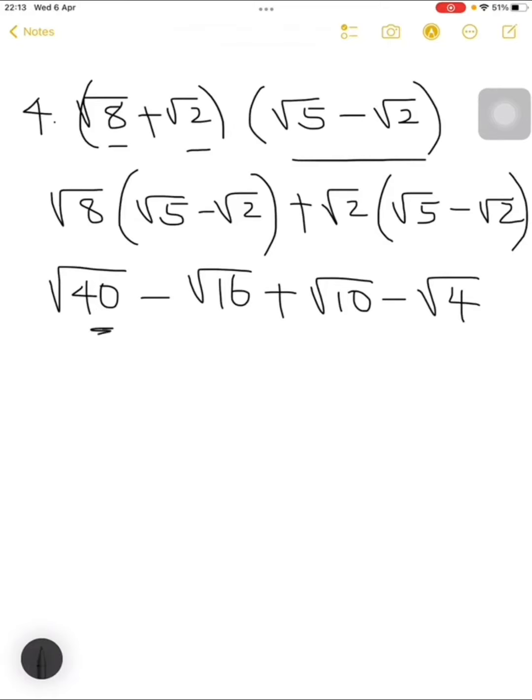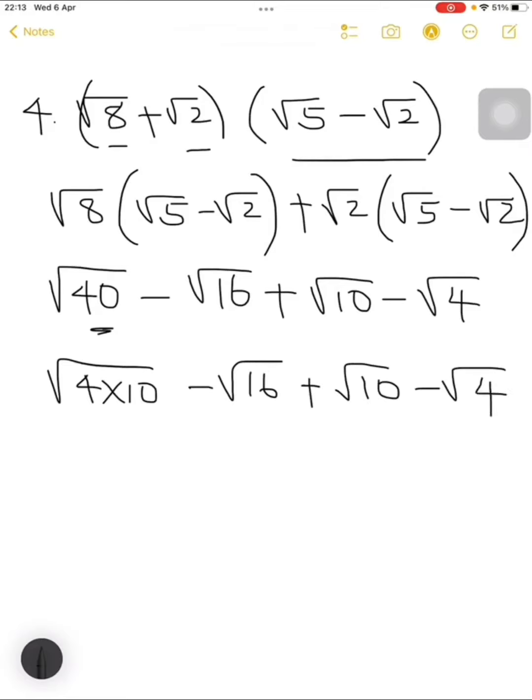We can simplify this further because we can take 4 multiplied by 10 and then we know the square root of 4 already. So this is the same as the square root of 4 multiplied by 10, then minus root 16 plus root 10 minus root 4. And this is the same as root 4 and then root 10. We know the square root of 4 is 2.